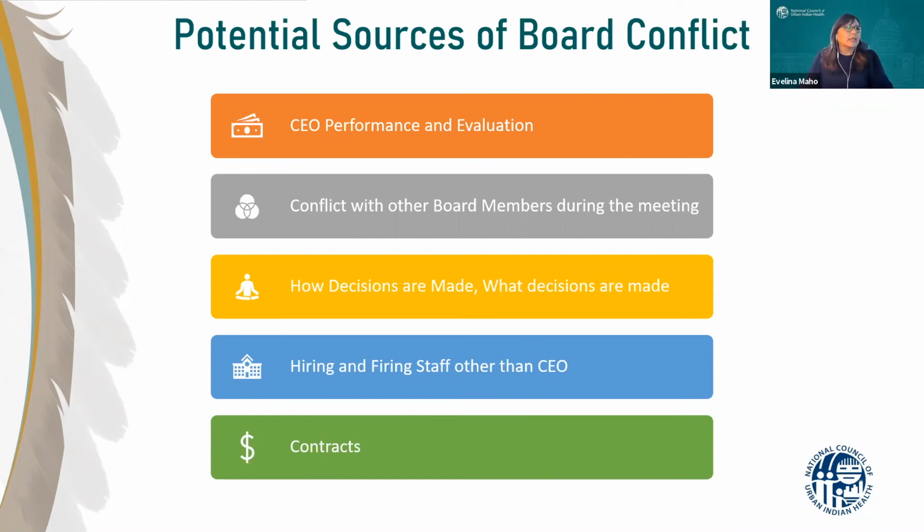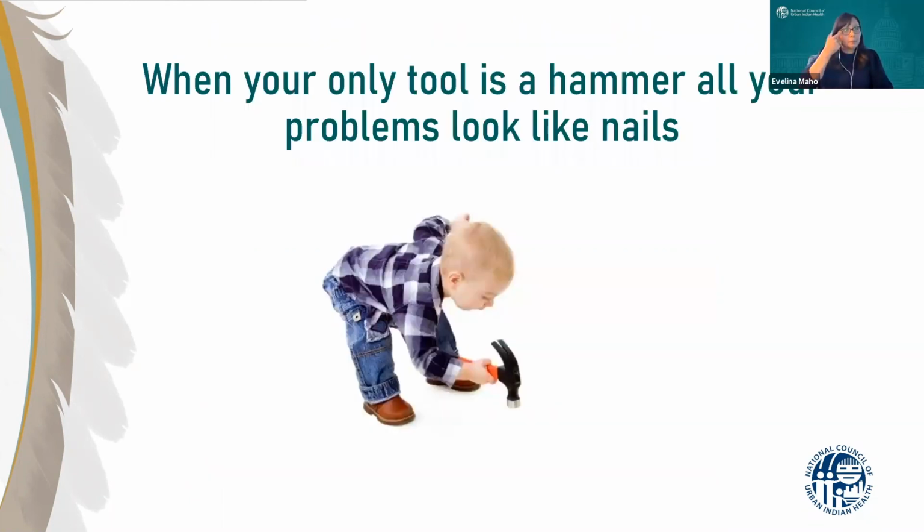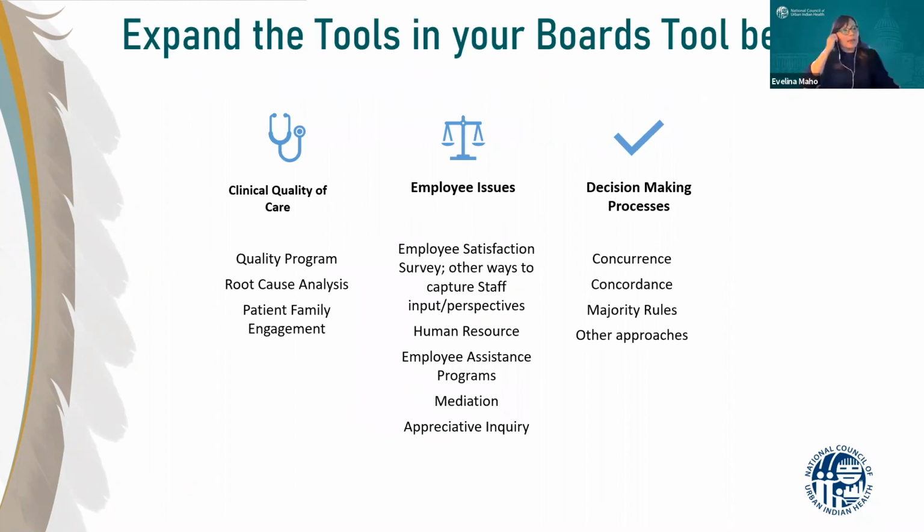Next slide, please. So when the only tool you have is a hammer, and all of your problems look like nails, what do we go out and do? We're going to be hammering things. You feel like you're hammering everything, right? And that's what we want to encourage you to avoid doing. So let's move into the next slide and talk a little bit about how to expand the tools in your tool belt as a board member, okay?